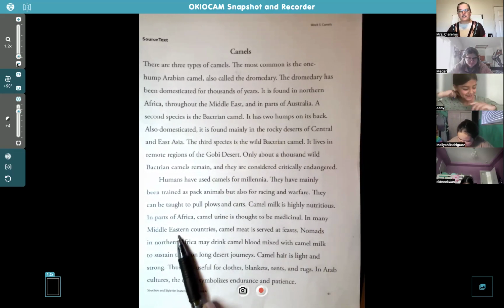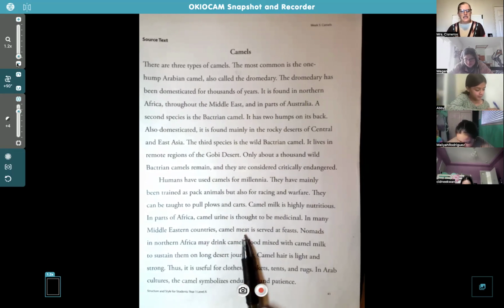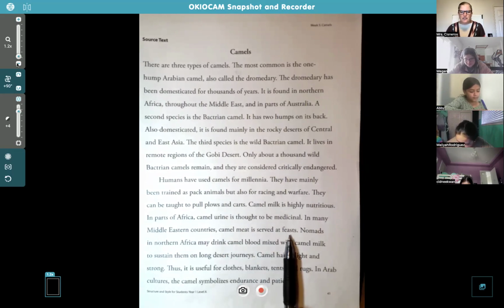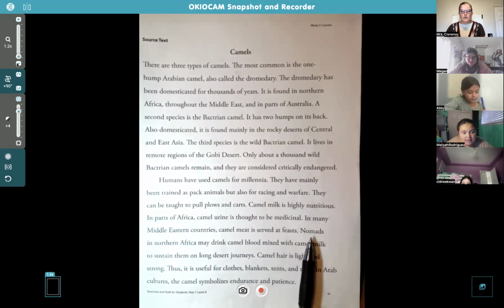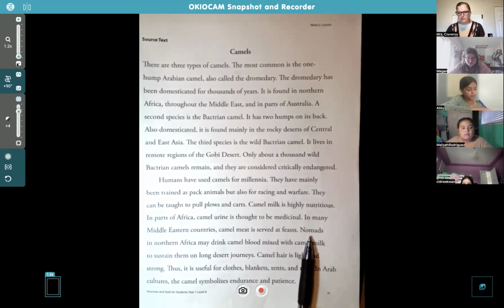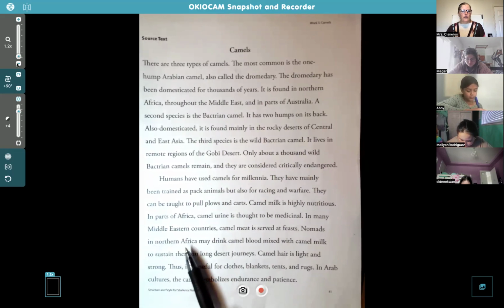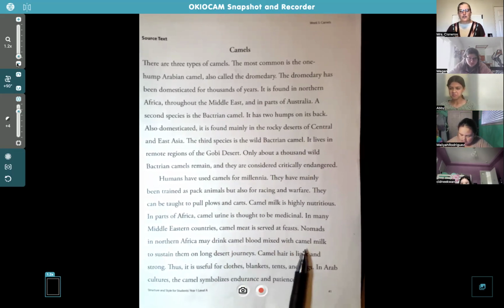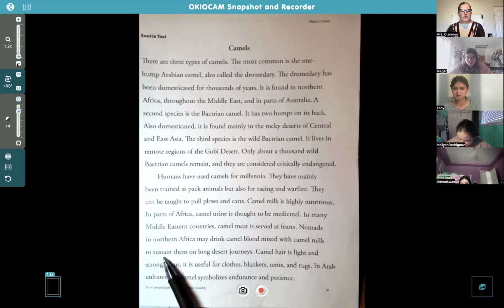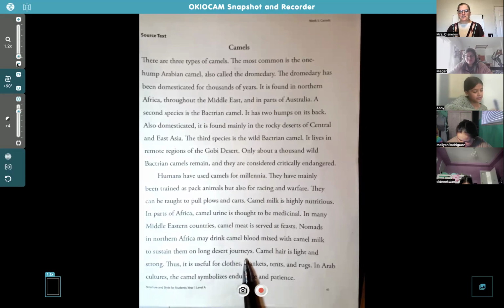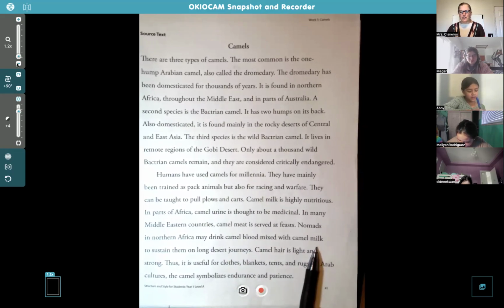In many Middle Eastern countries, camel meat is served at feasts. Nomads, remember, nomads are people who don't have a home. They're always traveling. They don't have a home. So nomads in northern Africa may drink camel blood mixed with camel milk to sustain them on long desert journeys. That's kind of gross too. Camel blood mixed with camel milk. Ew.